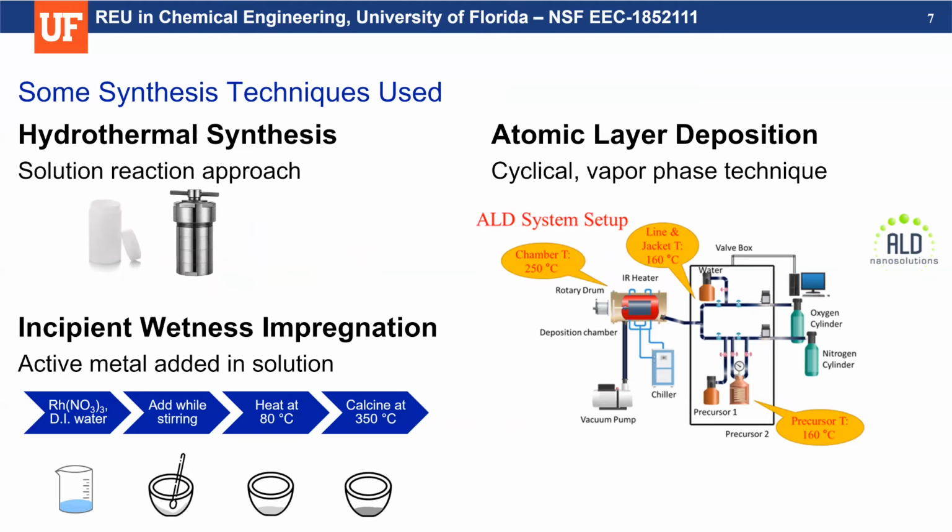Here are some of the synthesis techniques that I've learned about this summer, starting with hydrothermal synthesis, which just involves mixing reactants in solutions and placing the mixture in the oven for up to even 24 hours. Incipient wetness impregnation is a technique that I use to add the rhodium onto the ceria octahedra, where we add the smallest amount of active metal in solution possible, stir to mix well, and then heat the catalyst to evaporate the solvent. Atomic layer deposition is a cyclical vapor phase technique where an active metal precursor is introduced to the chamber for a few seconds at a time so it can react with the support.